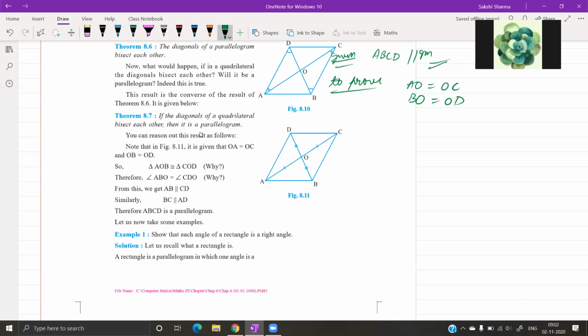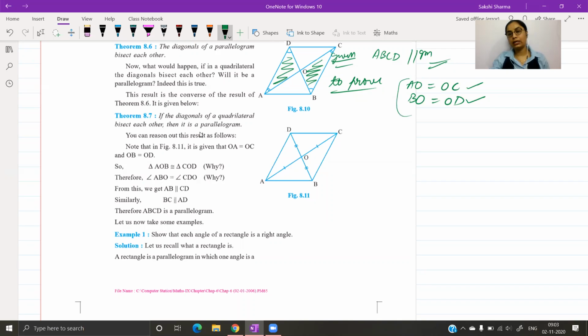We can prove DOC and AOB congruent. That's right. We can prove these two triangles congruent, and by CPCT you can conclude these two results. You can use the ASA property or the AAS property to prove the congruence of these two triangles, and by CPCT you would get that AO equals OC and BO equals OD. I would suggest that you just take a quick look at how it could be done, which congruence, and how the congruence will be written, especially the correspondence.